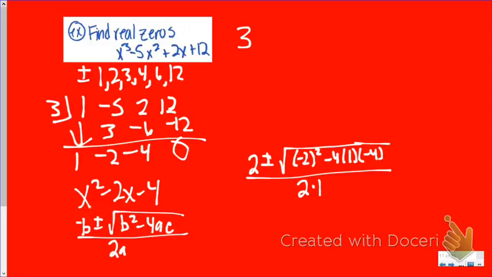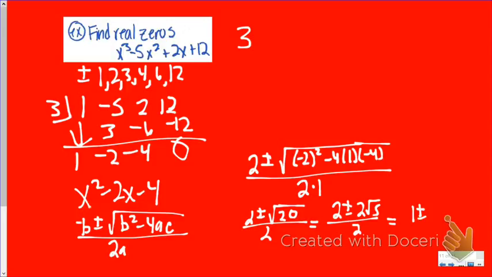So I can simplify this now. 2 plus or minus the square root of 4 plus 16, which I'm going to go ahead and write as the square root of 20, all over 2. Square root of 20 simplifies to 2 root 5. And since all of those numbers have a 2, I can divide that out, and I get 1 plus or minus the square root of 5.